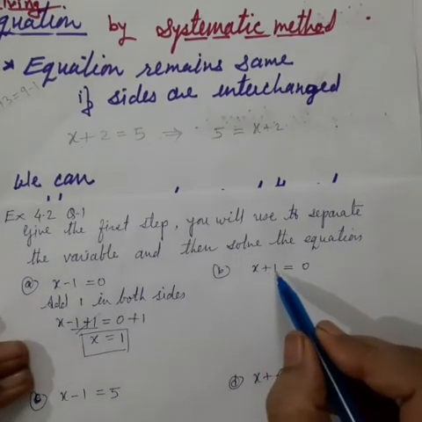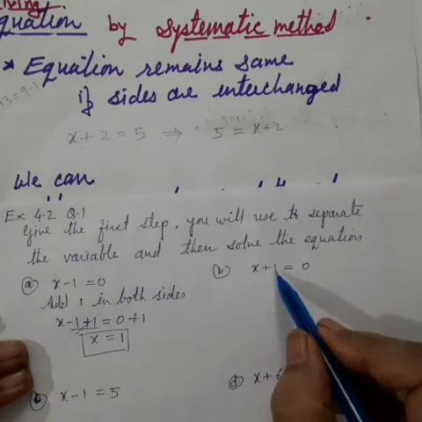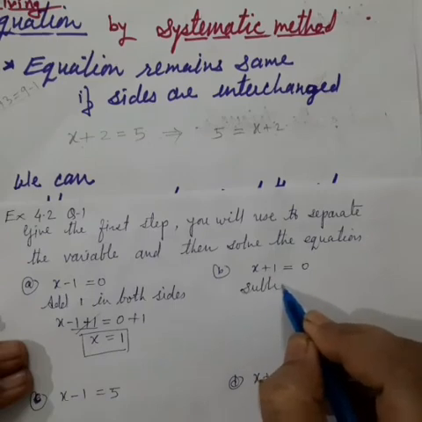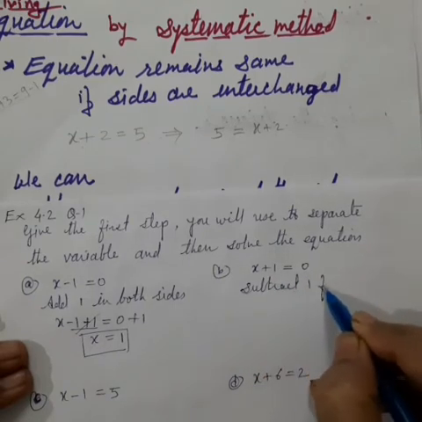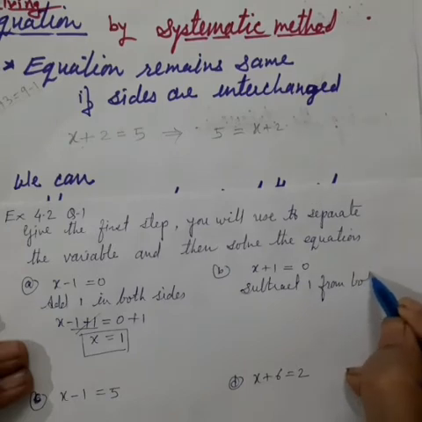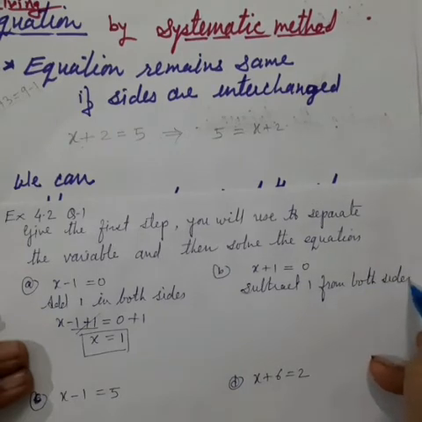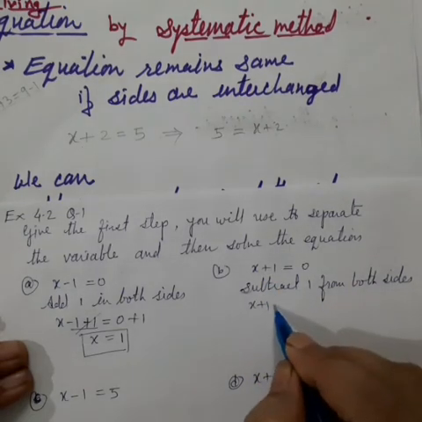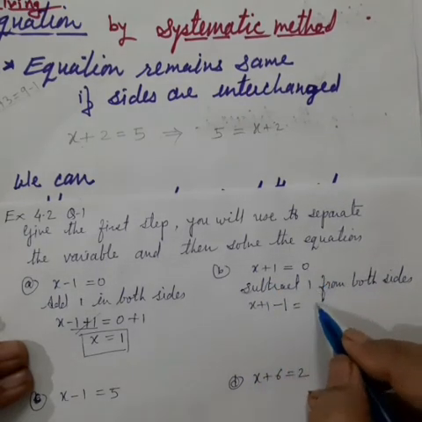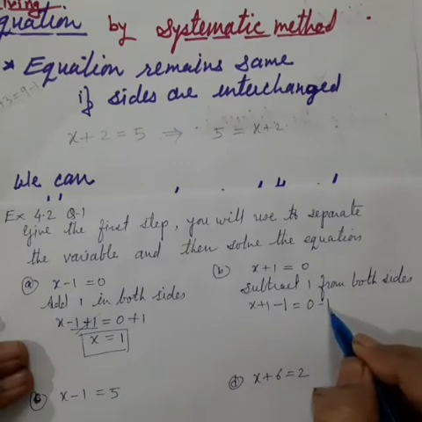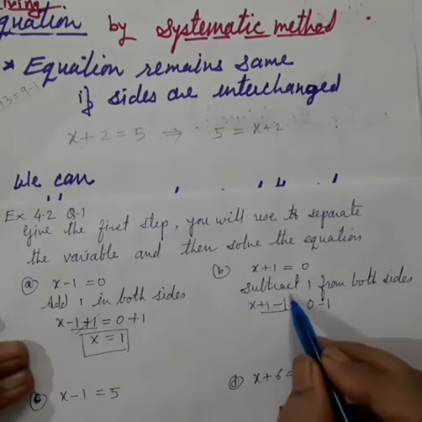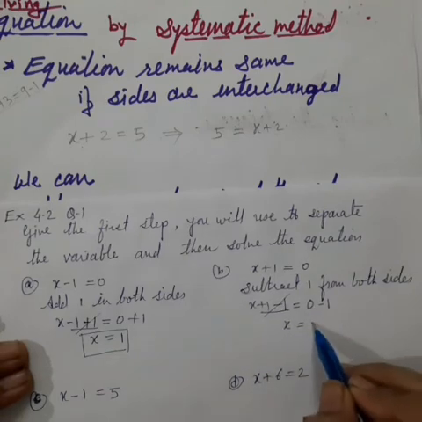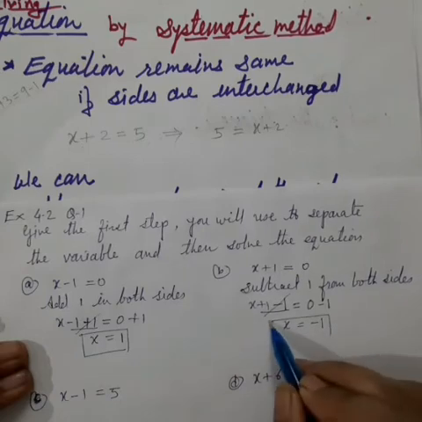Now here we don't want the plus 1. So to cancel plus 1 we have to subtract 1 from both sides. So x plus 1 as it is on the left hand side, subtract 1. Then equal to the right hand side, which is 0, again subtract 1. Now this plus 1 minus 1 will be cancelled. We will get only x on the left hand side and 0 minus 1 is minus 1. This is our solution.